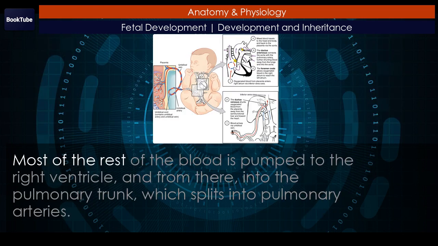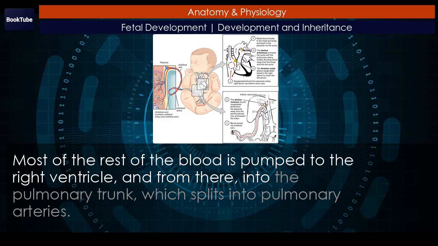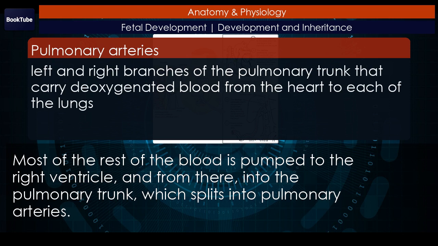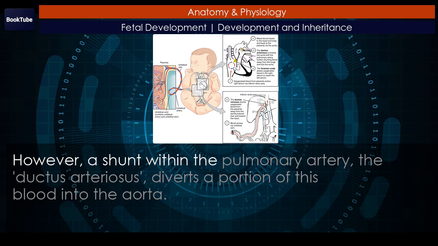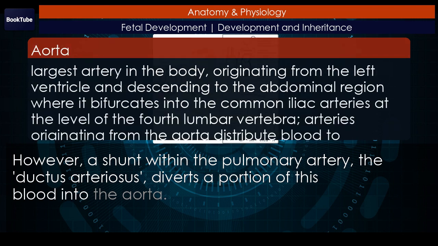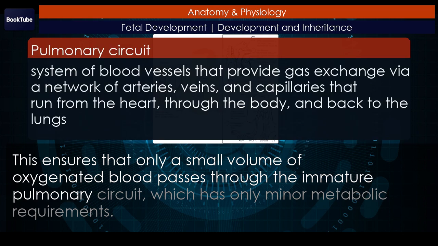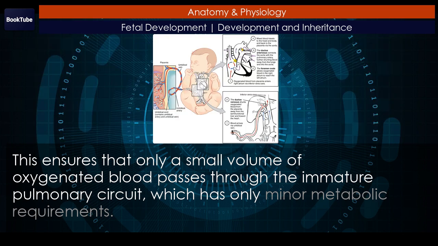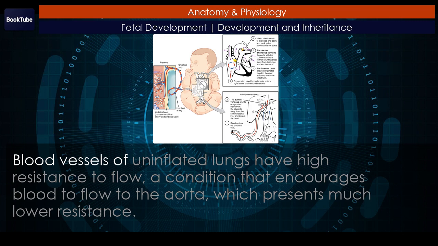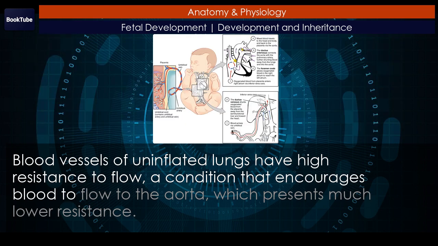Most of the rest of the blood is pumped to the right ventricle, and from there, into the pulmonary trunk, which splits into pulmonary arteries. However, a shunt within the pulmonary artery, the ductus arteriosus, diverts a portion of this blood into the aorta. This ensures that only a small volume of oxygenated blood passes through the immature pulmonary circuit, which has only minor metabolic requirements. Blood vessels of uninflated lungs have high resistance to flow, a condition that encourages blood to flow to the aorta, which presents much lower resistance.